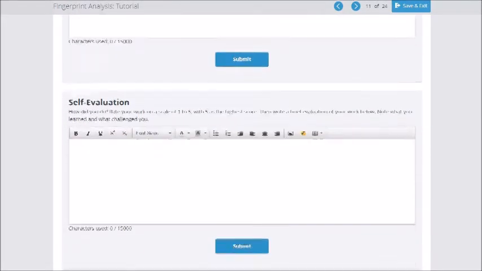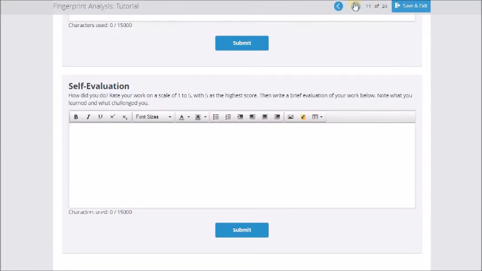Going on, self-evaluation. How do you think you did? And there you go. You just completed that part. Piece of cake, right? It's kind of fun, really.